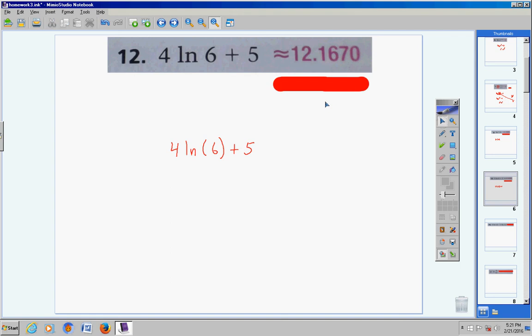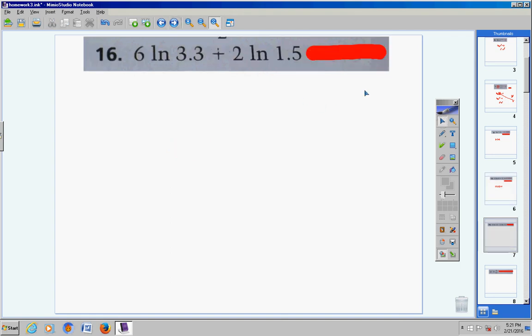and then hit enter. And if you do that, you will get 12.1670. Number 13. These are pretty simple, guys, okay? You can type this whole thing into your calculator. Type in 6, then hit natural log, then type in 3.3, then close your parentheses, then hit plus, then hit 2, then hit natural log, parentheses, then type in 1.5, then close your parentheses, hit enter.